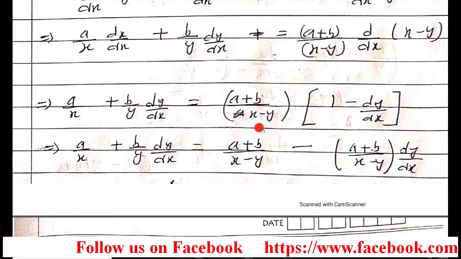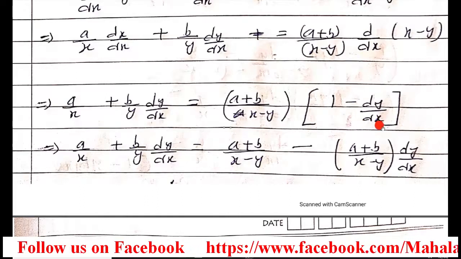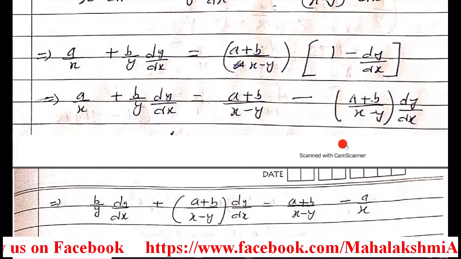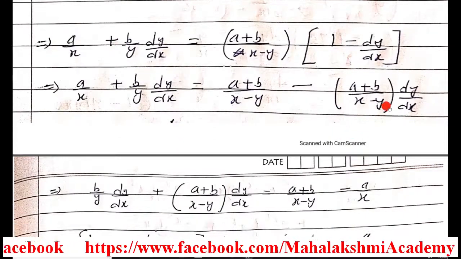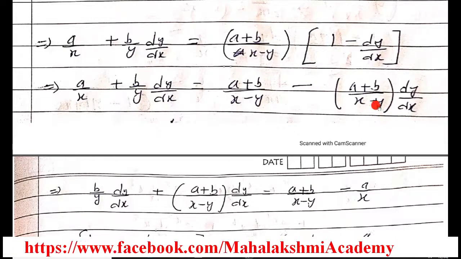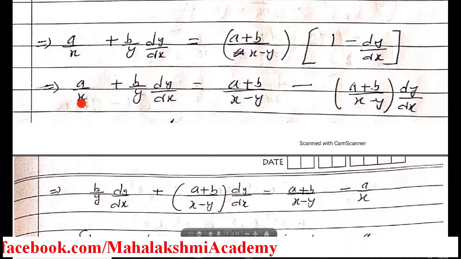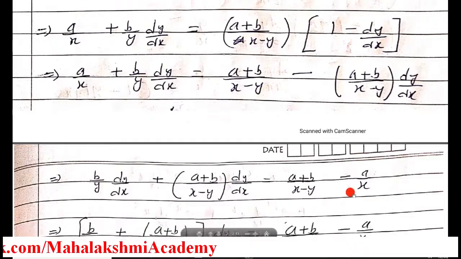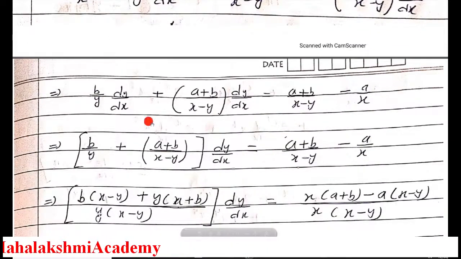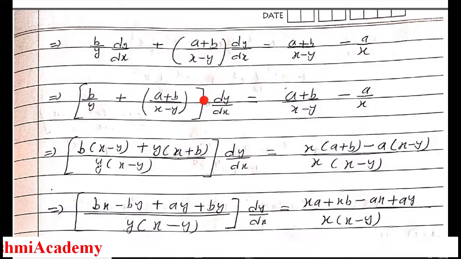When you open the bracket, this small bracket will distribute over the big bracket, so we will obtain this step. Now since we want dy over dx, this dy over dx term shifts to the right side, so the positive term will come here, and this a upon x shifts to the left side, so minus a upon x came here. Simply we had shifted.